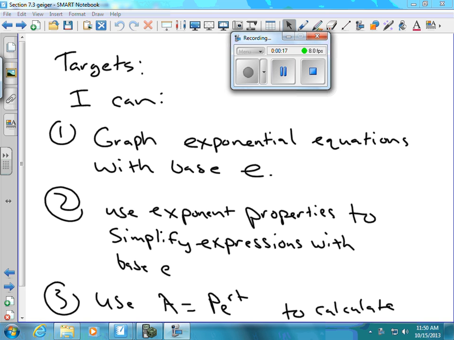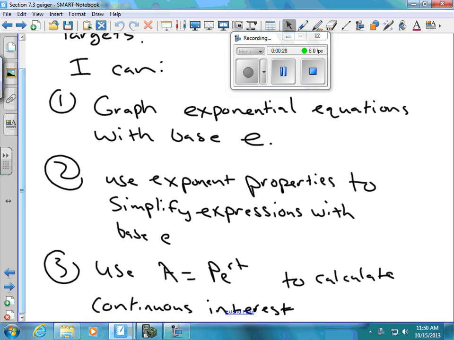Hopefully you can say at the end of the lesson, I can graph exponential equations with base e. I can use exponent properties to simplify expressions with base e. And I can use A equals P e to the r times t, excuse me, to calculate continuous interest. Have those down and ready for your notes tomorrow.